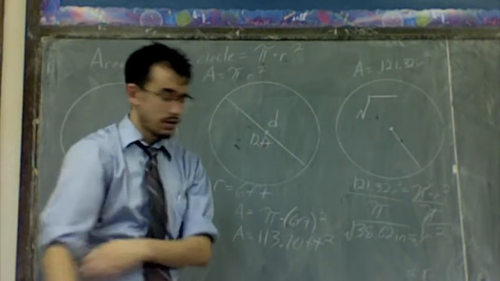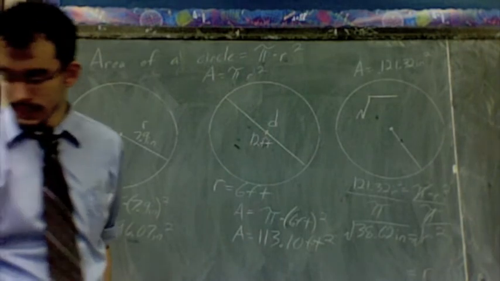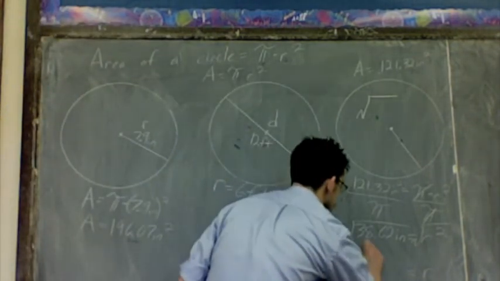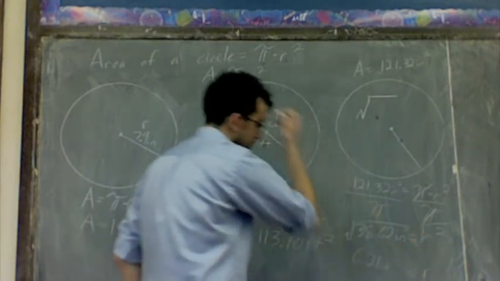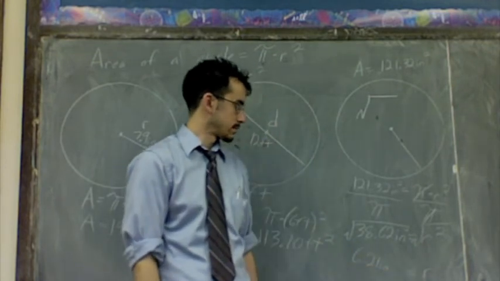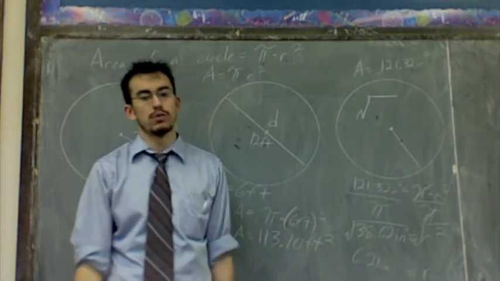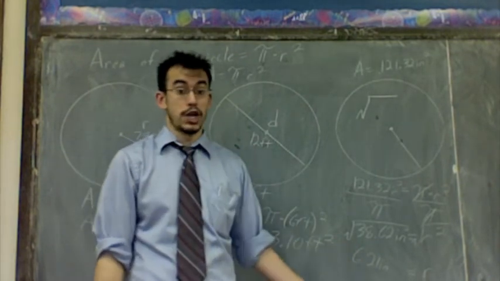Now, if you take the square root of 38.62, you will get 6.21 inches. Oh, this was inches squared here, sorry. 6.21 inches. And the square root of inches squared is inches. So the radius is 6.21 inches long. That's pretty much it. If I ask you for the radius, you're done.